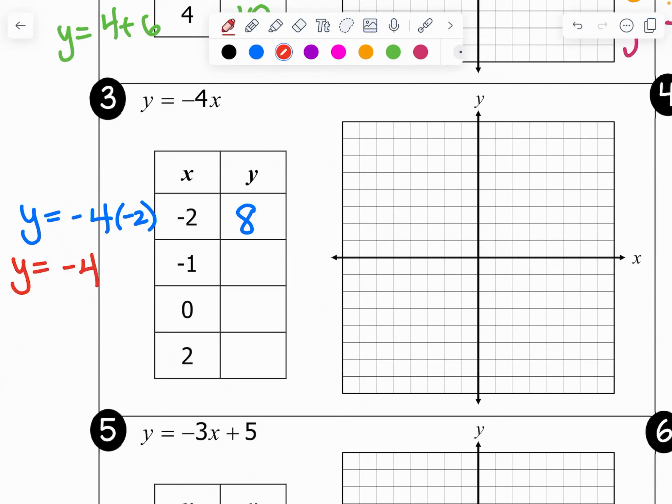If we have -4 times x, but now x is -1, I'm going to put -1 in parentheses. So what does our y value become? What is -4 times -1? 4.